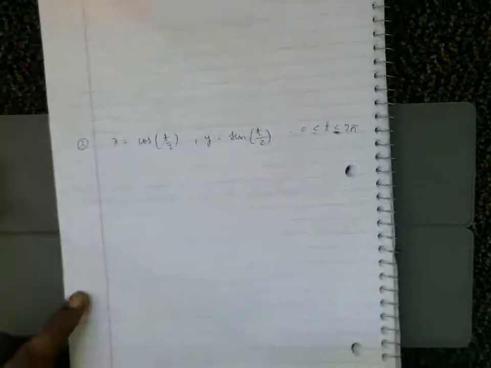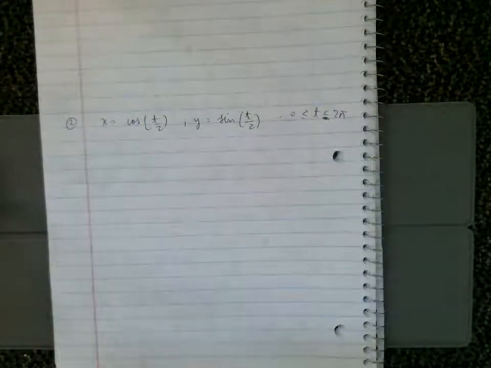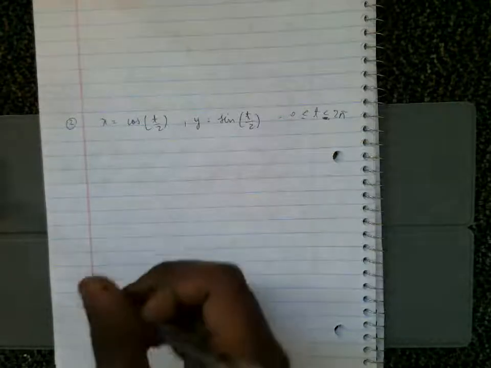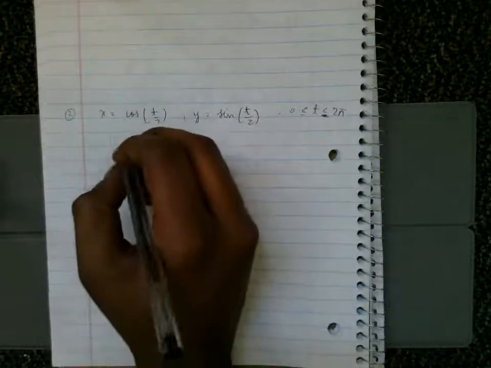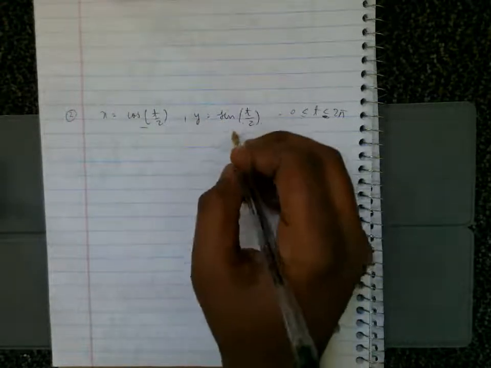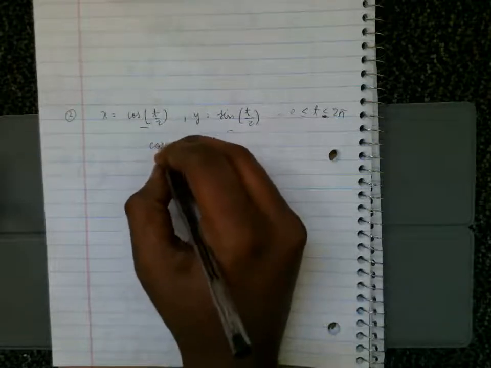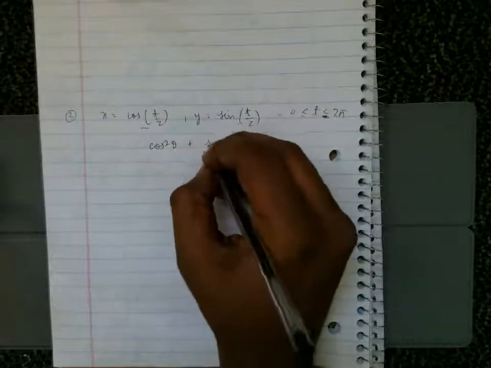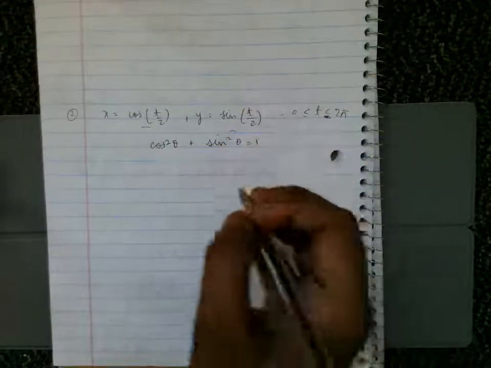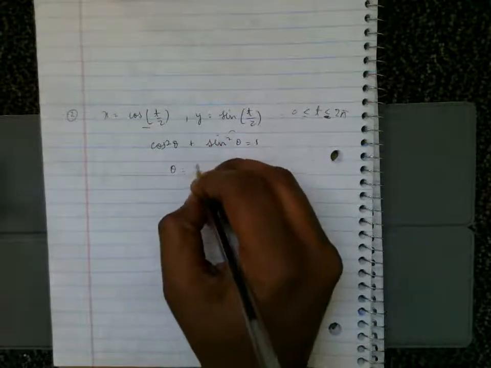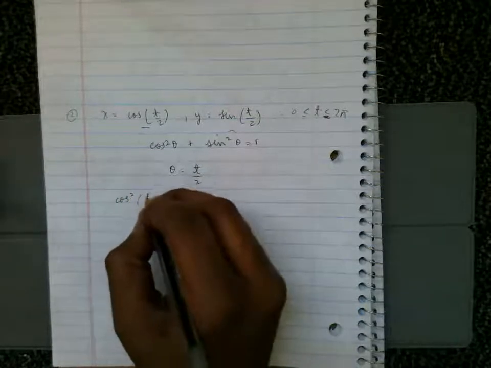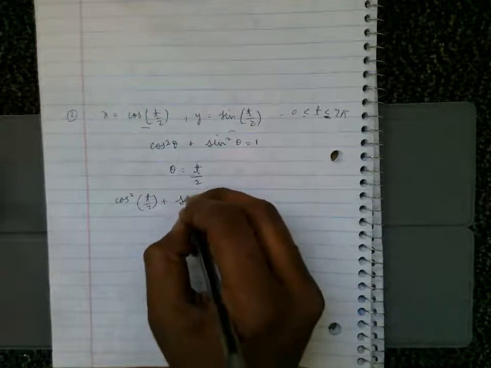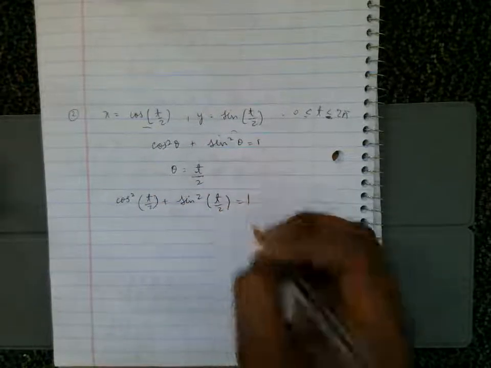So now let's talk about a different question. X is equal to cos t divided by 2, and y is equal to sin t divided by 2, and t lies between 0 to 2 pi. So in this case, you have to remember that whenever you have something like cos and sin, then you will be using the identity cos square theta plus sin square theta is equal to 1. So when you substitute theta is equal to t divided by 2, then you have cos square t by 2 plus sin square t by 2 is equal to 1.